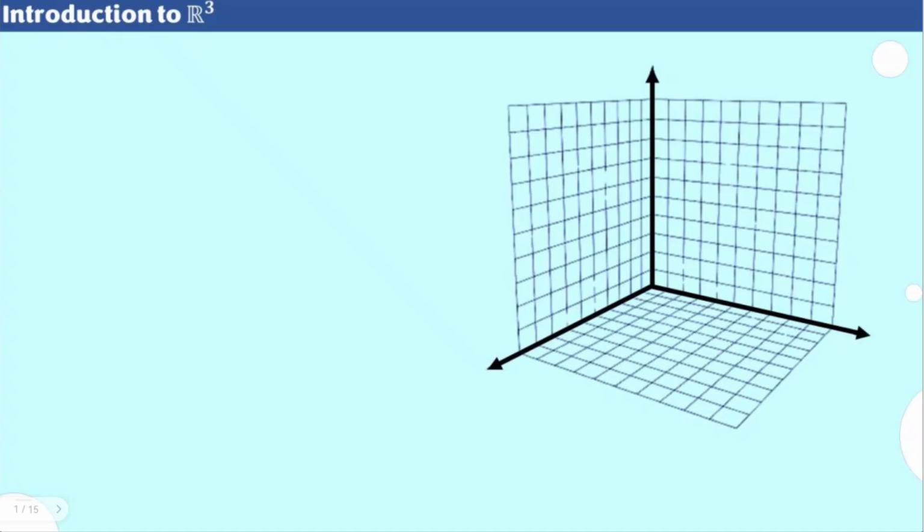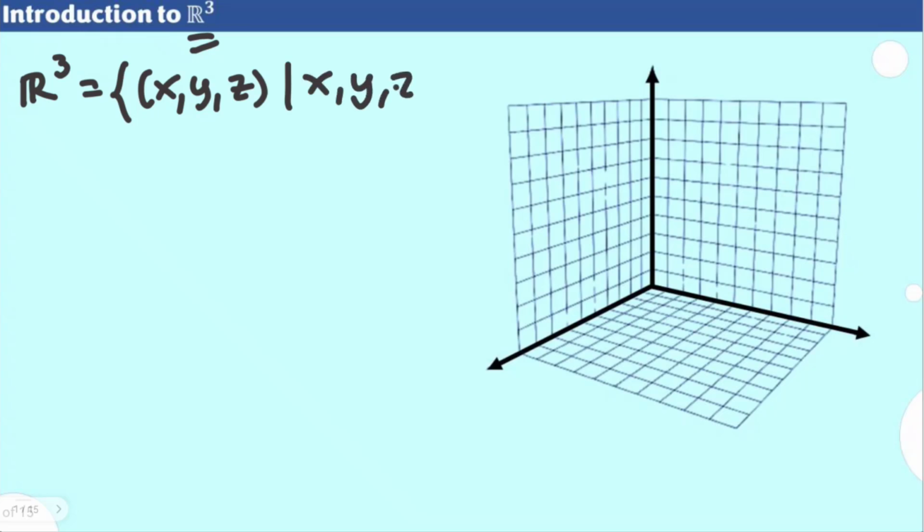Now, when we study geometry in 3 dimensions, where our sphere is included, the natural setting is the space of ordered triples of real numbers, denoted by R3. Generally, R3 here is a space, or a set, containing ordered triplets x, y, and z for all x, y, and z real numbers.